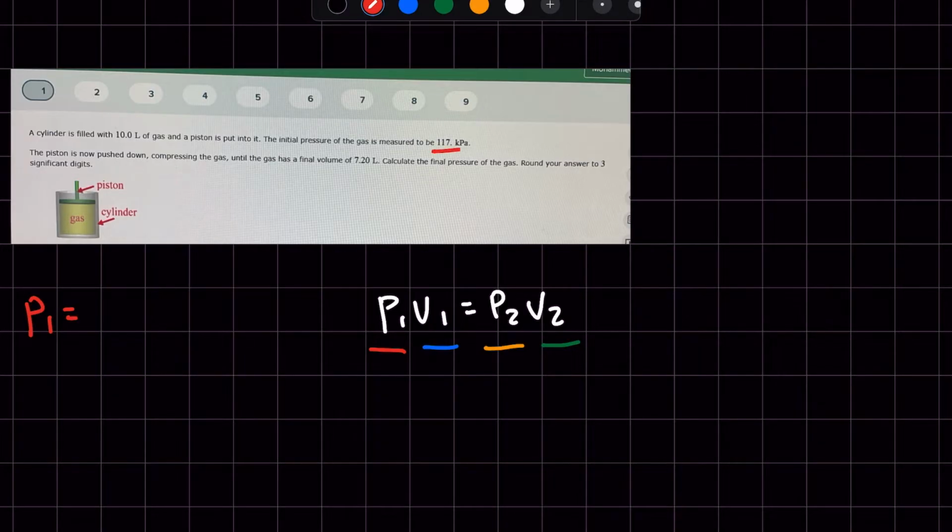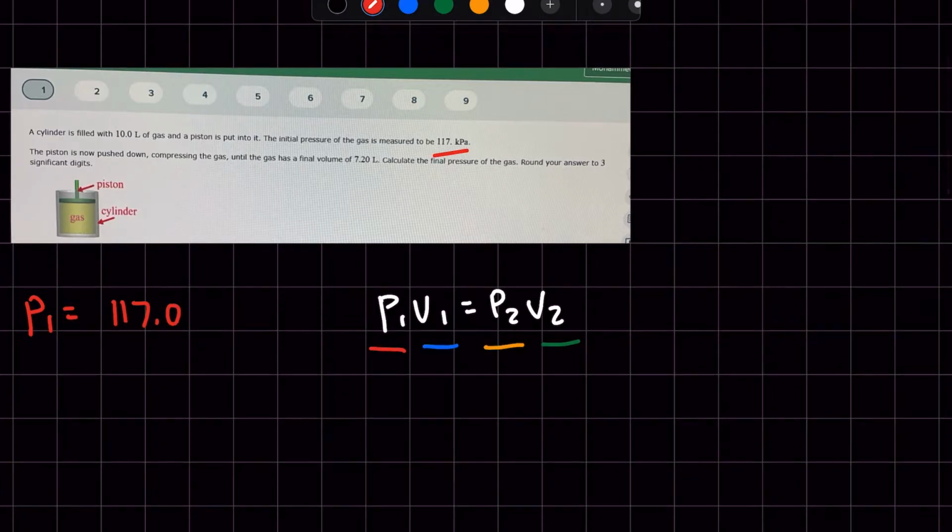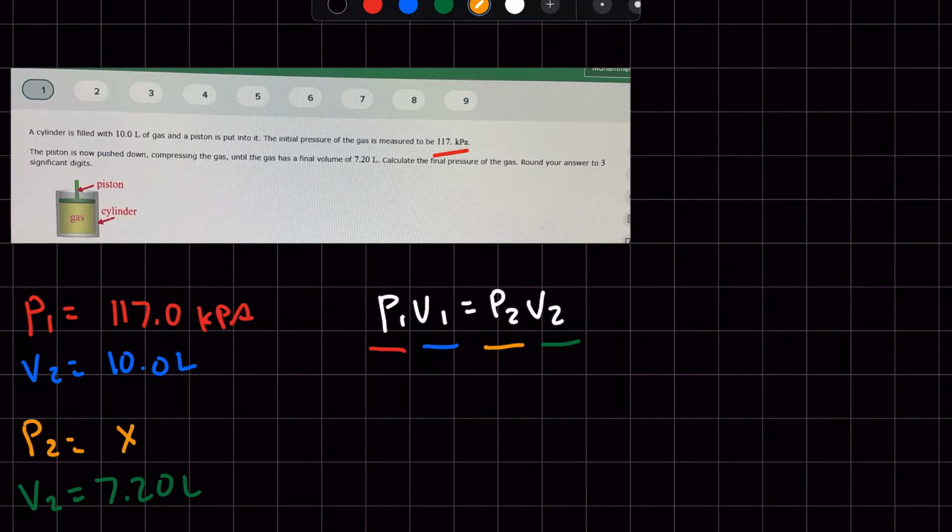So our initial pressure, it gives us right here, it's 117 kPa. And then we can just leave that in kPa, we don't have to convert that into anything. And then it gives us a cylinder is filled with 10 liters of gas. So that 10 liters, that's our volume, and we can just leave that in liters. And then it says the piston is pushed down, compressing the gas, until the gas has a final volume of 720. So that's our final volume. It gives us those three values, and we are left to find x. We don't know what P2 is, and that's what we have to calculate.